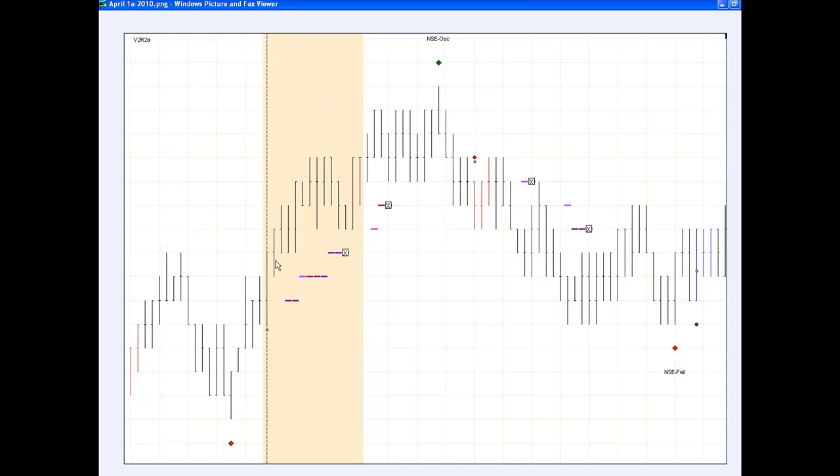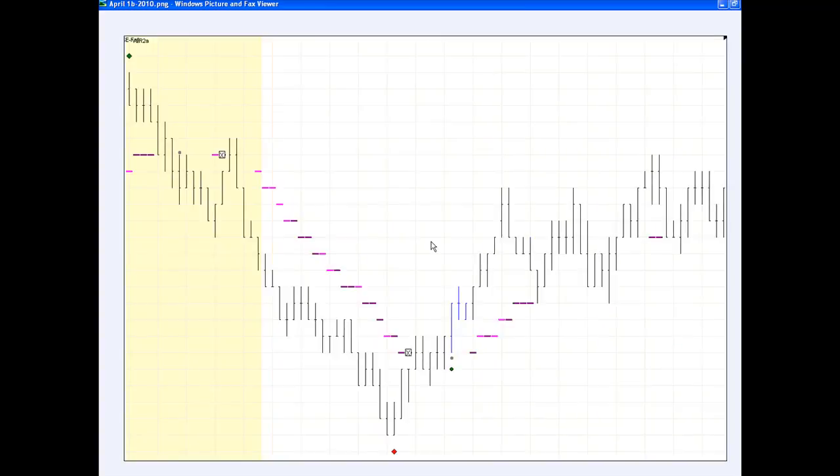This is an avoided NSE that was obviously a winner, but that's okay. Sometimes the rules keep us from taking winners, but as you've seen, they keep us from taking a lot of losers too. But the important part to catch is that the NSE coming out of no zone is your high probability trade. And there's another winner right there.